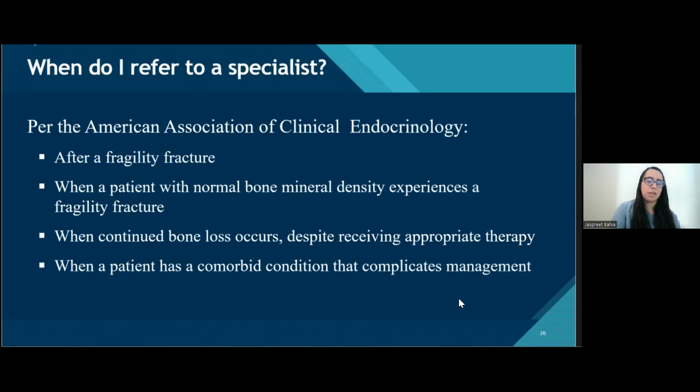So if your patient fails bisphosphonate therapy, you should refer to the specialist to start a PTH analog or romosozumab, and probably don't want to do it yourself, because they're just a little bit more severely sick and should be monitored by a specialist at that point. The other thing is when your patient has a comorbid condition that complicates management, like chronic kidney disease. That would also be a reasonable time to refer to a specialist.